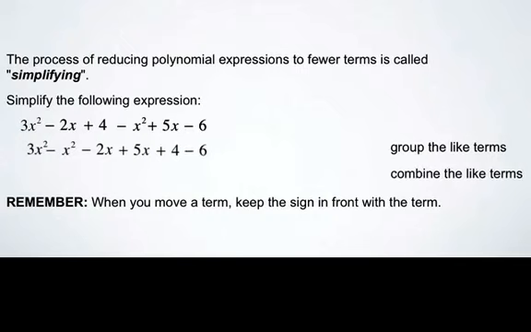Now we're going to combine the like terms. 3x squared take away 1x squared is 2x squared. Negative 2x plus 5x equals positive 3x. Positive 4 take away 6 is negative 2. And don't stress out too much right now if you're not really comfortable with where those numbers came from. We are just adding and subtracting integers, but we're going to do some modeling with the tiles that will hopefully make it a little bit clearer.